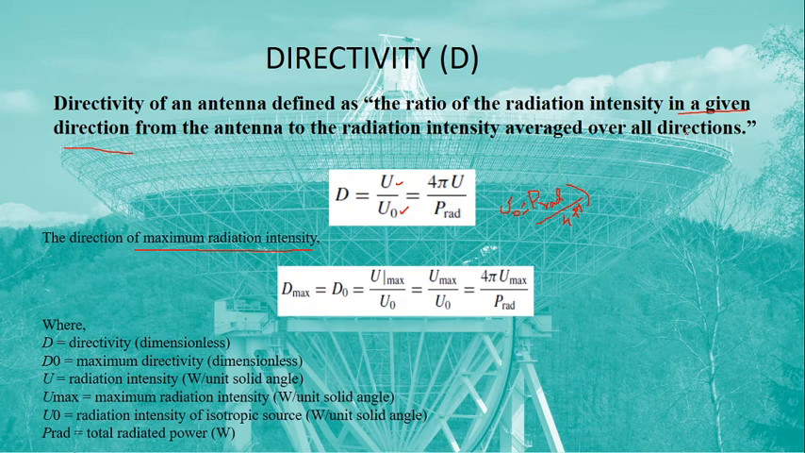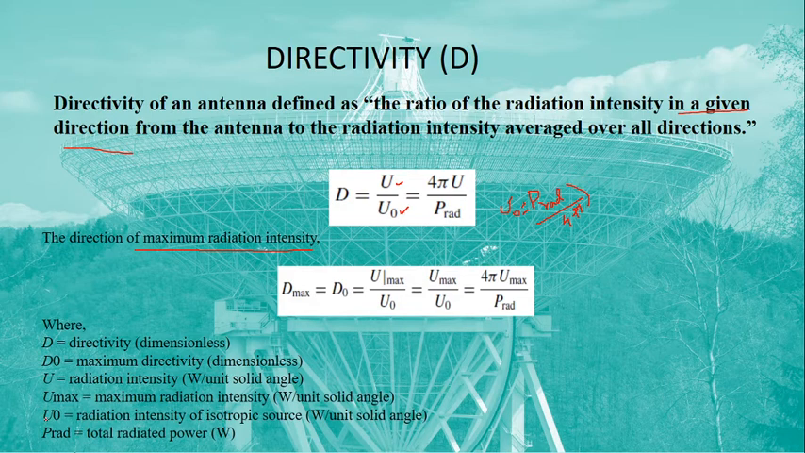If we do not know from which direction we receive maximum radiation intensity, then we can measure the radiation intensity where the radiation is maximum and take a ratio of that to the radiation intensity over all the directions. So here D represents directivity, D naught is the maximum directivity, U is the radiation intensity, which is watts per unit solid angle, U max is the maximum radiation intensity, U naught is the radiation intensity of an isotropic source.